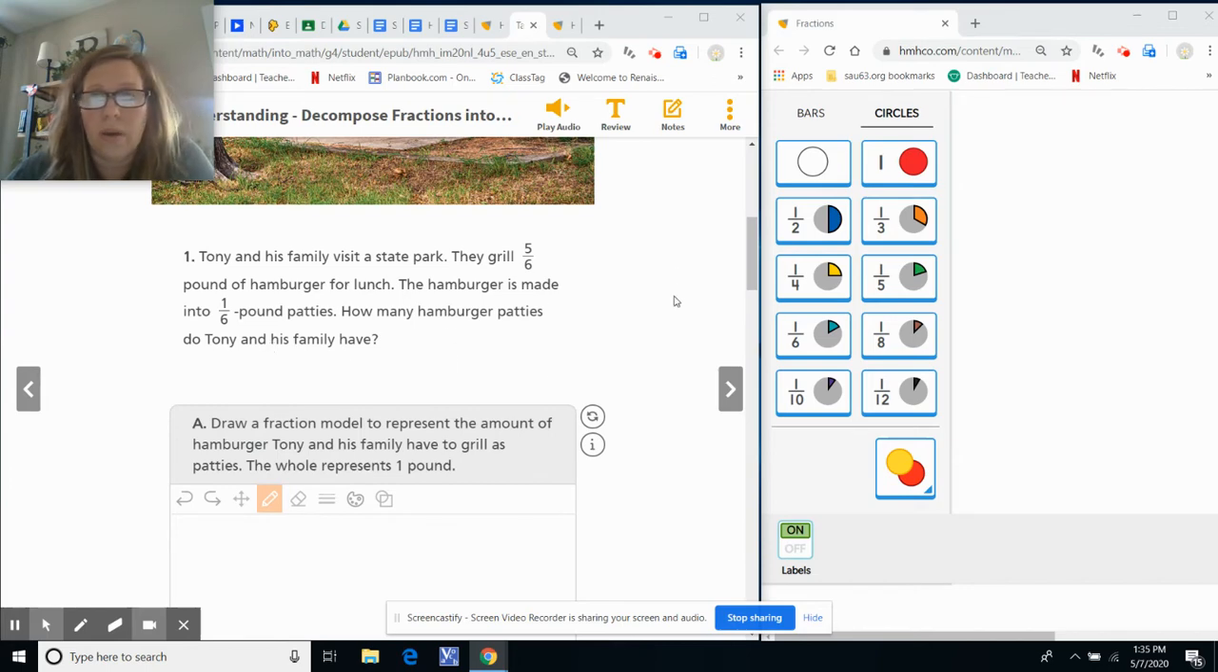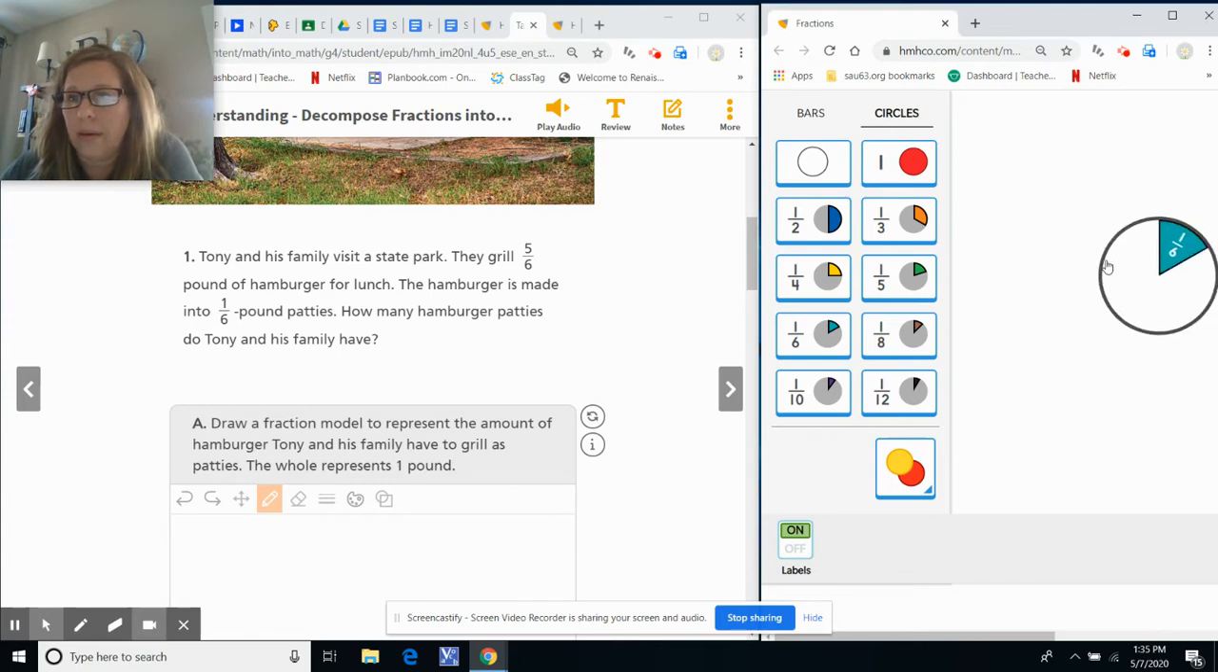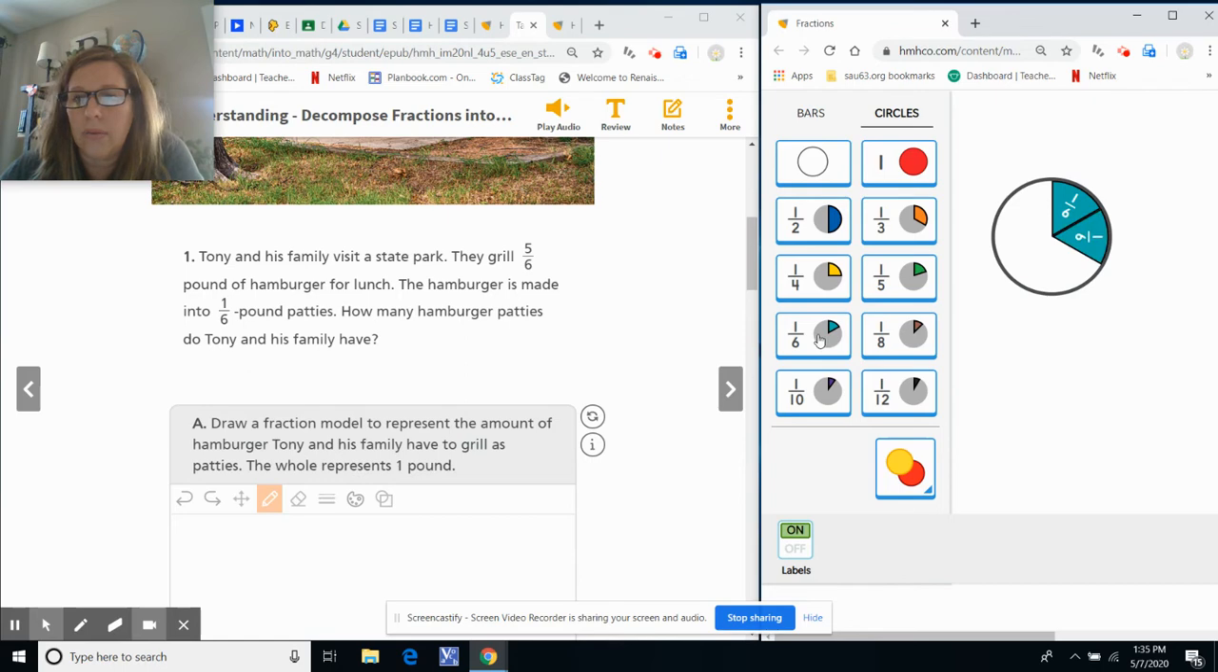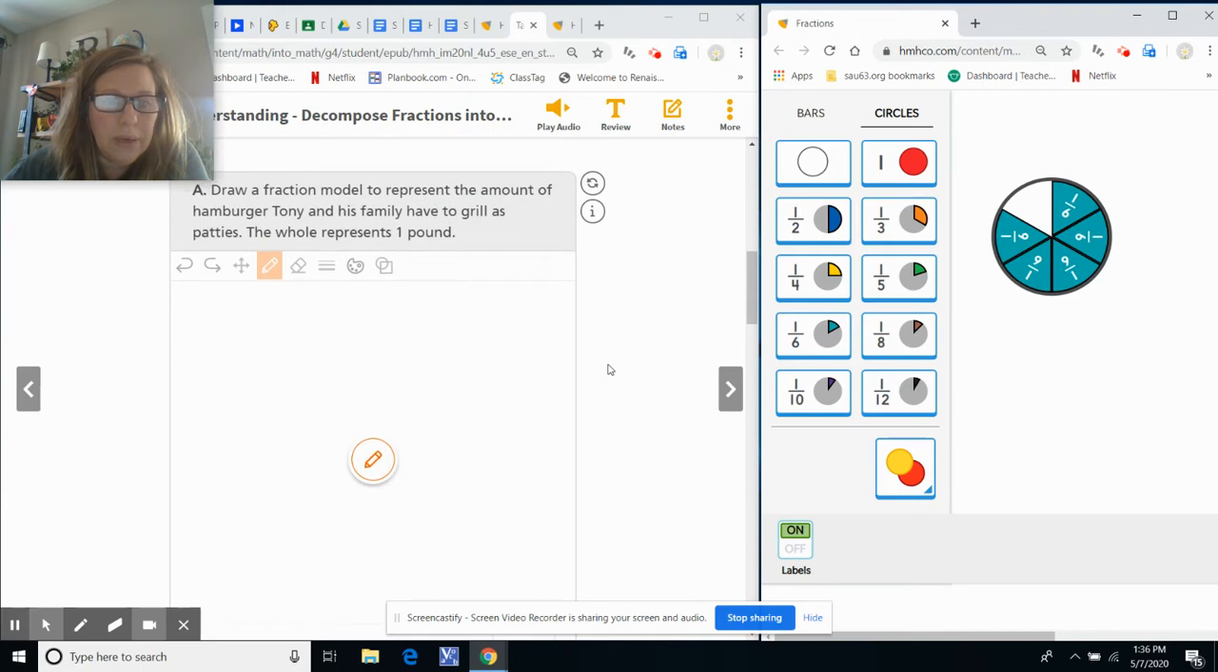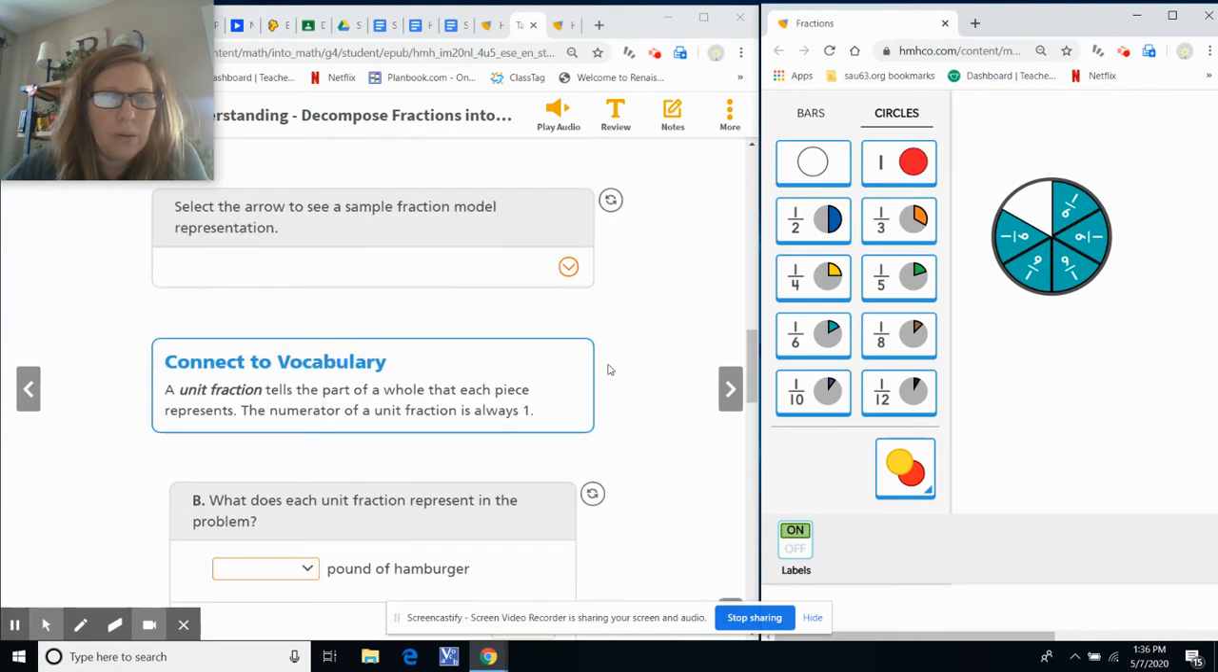Okay, so if we know that there are 5/6 pounds of hamburger, we can represent it in a model over here. So let's take this and move this over here, and we said 5/6. So here's 1/6, 2/6, 3/6, 4/6, 5/6 out of the 6. Okay, I'm going to go down a little bit. I want to show you midway down in your books.